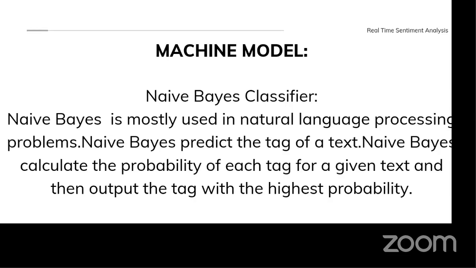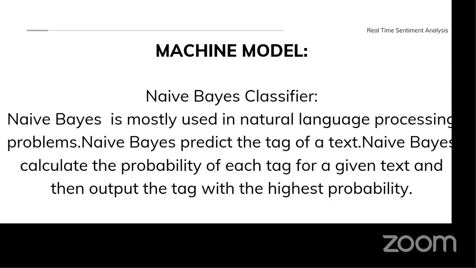So basically, the Naive Bayes classifier tries to find the probability of each and every word present in the sentence to classify whether the sentence is positive or negative. It will try to find the probability of each and every word with respect to the positive or negative class. And the result will be the one which has the higher probability.